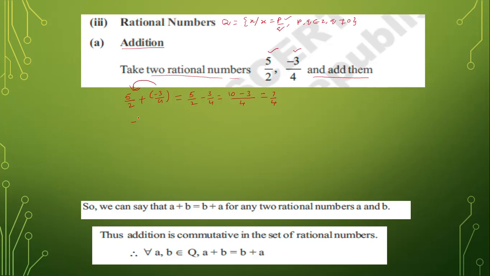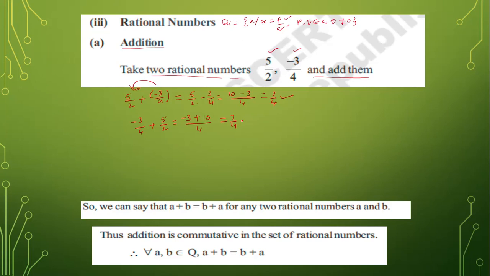First you write minus 3 by 4. Then you add minus 3 by 4 to 5 by 2. Here also the LCM is 4. 4 1s are 4. 1 3 is 3. That is minus 3. 2 2s are 4. 2 5s are 10. Then here you observe 7 by 4.